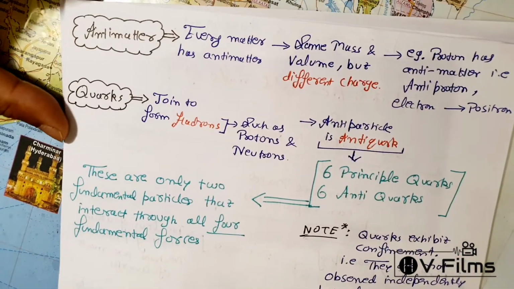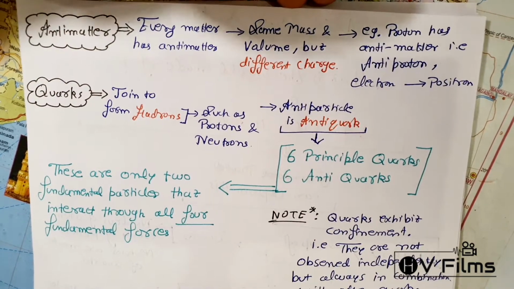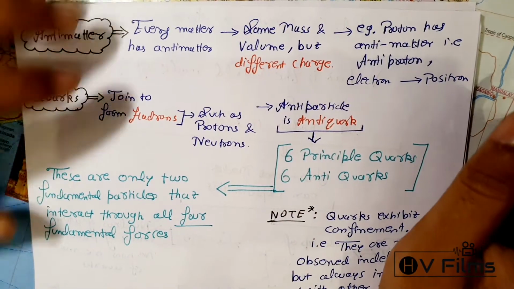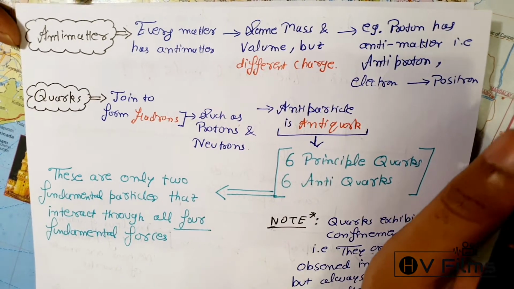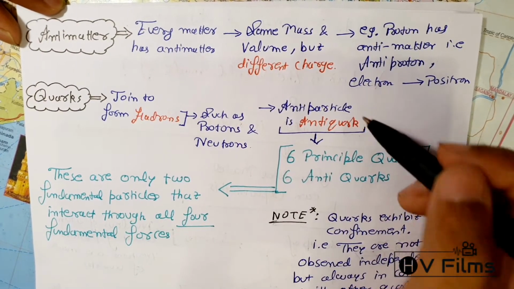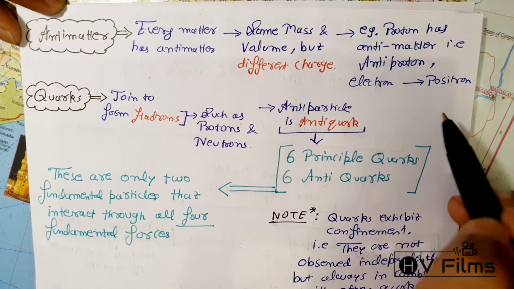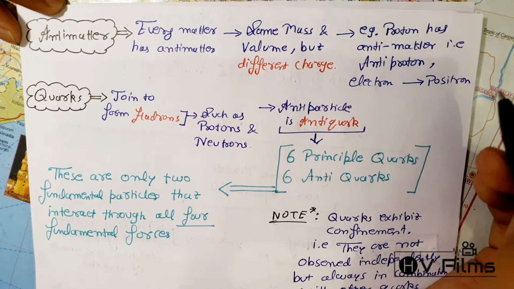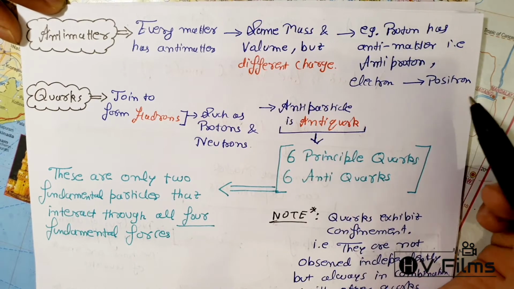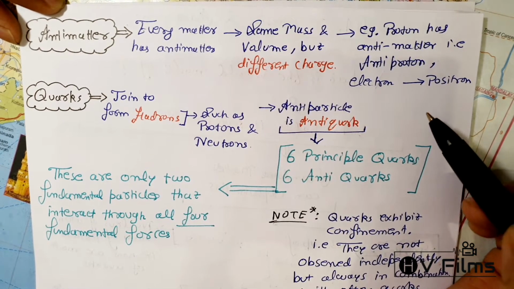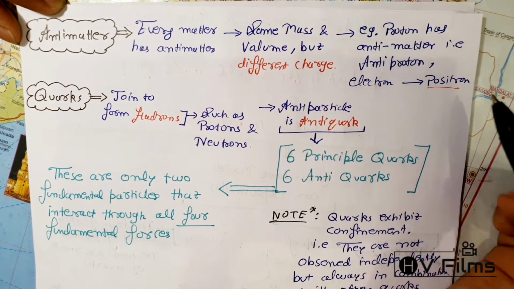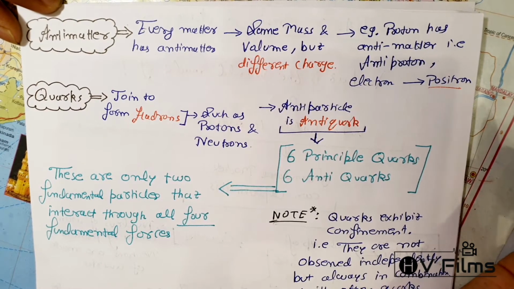The very first one is antimatter. Every known matter in the universe has an antimatter associated with it, which has the same mass, the same volume, but a different charge. For example, a proton will have its antimatter as the antiproton. Similarly, the electron will have an antimatter called the positron. So this is what antimatter is.